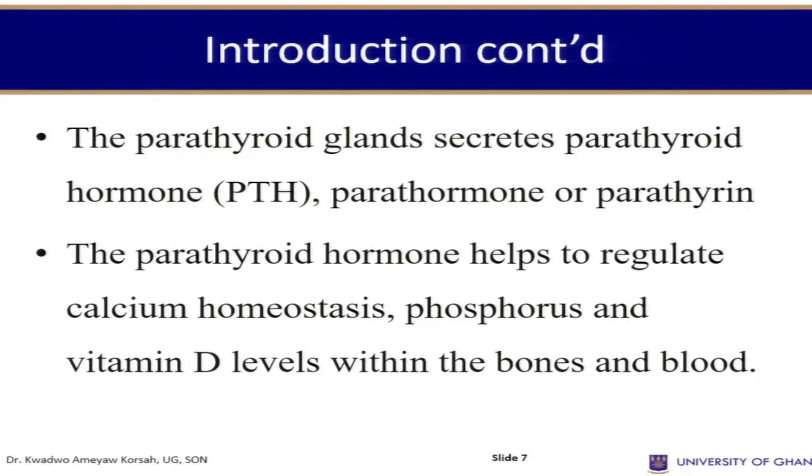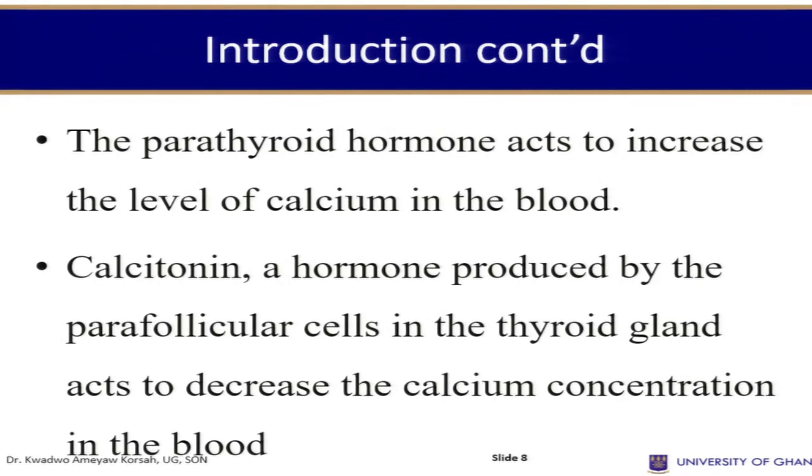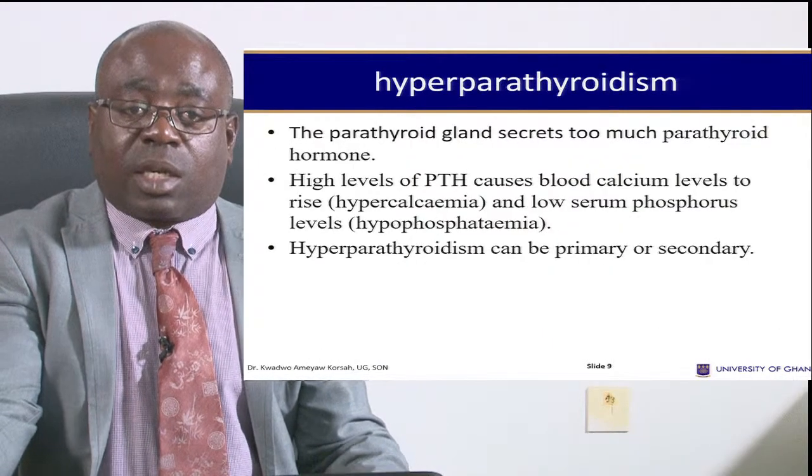The parathyroid hormone helps to regulate calcium homeostasis, and then phosphorus, and then also vitamin D levels within the bones and then in the blood. And so the parathyroid hormone acts to increase the levels of calcium in the blood. And so we have calcitonin, a hormone produced by the parafollicular cells in the thyroid gland, which acts to decrease the calcium concentration in circulation.